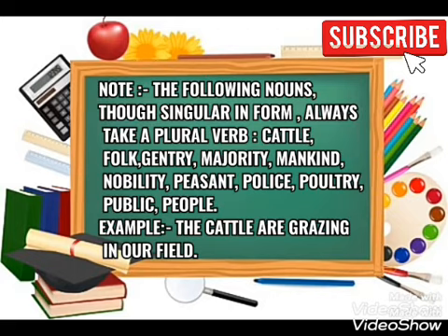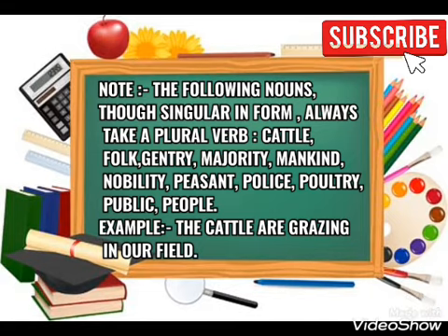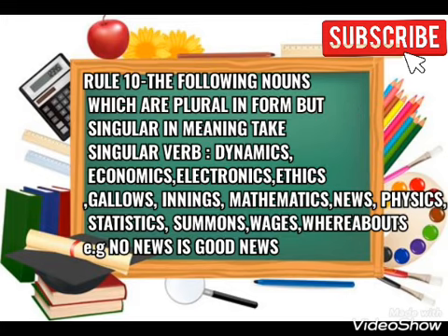The following nouns, though singular in form, always take a plural verb. Examples: cattle, folk, gentry, majority, mankind, nobility, peasant, police, poultry, public, people, etc. See the example. The cattle are grazing in our field. Here cattle is used as plural. So the verb takes plural.